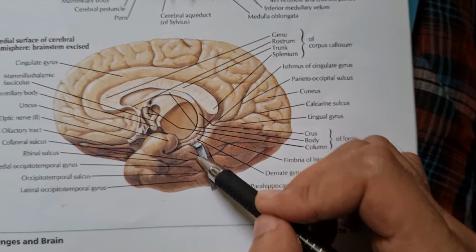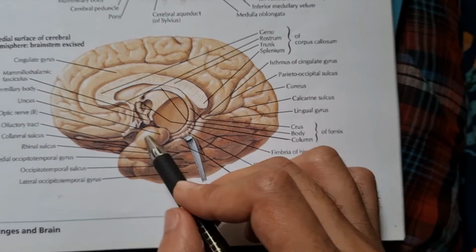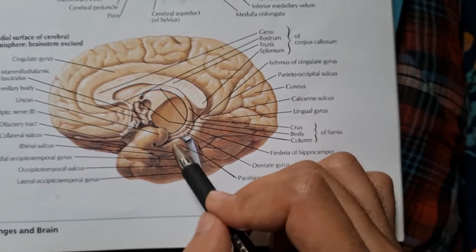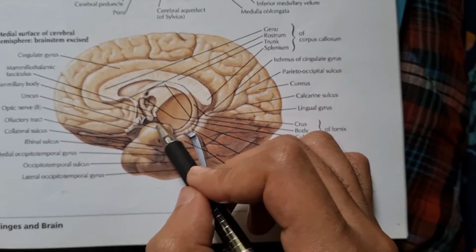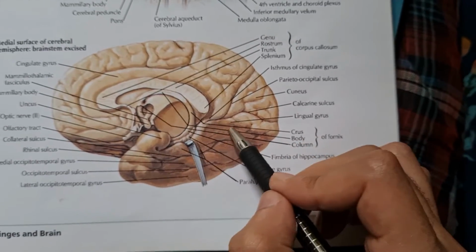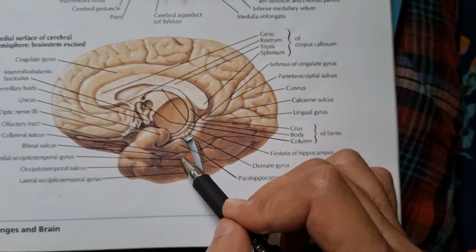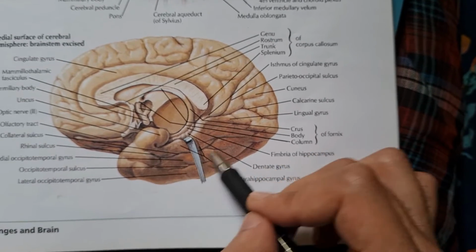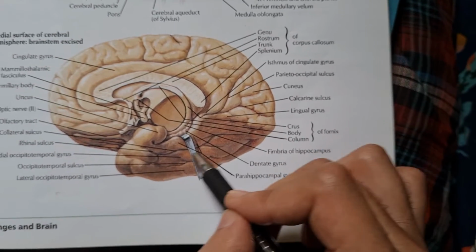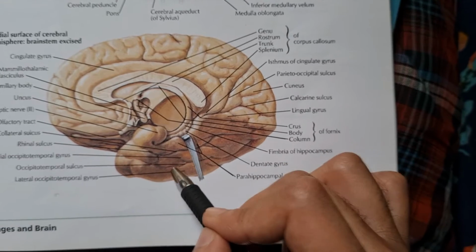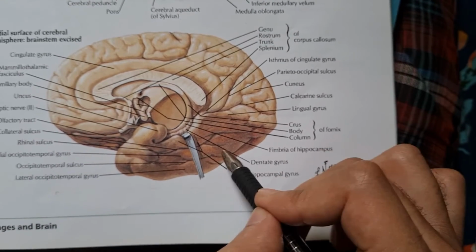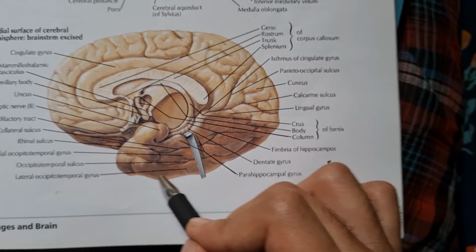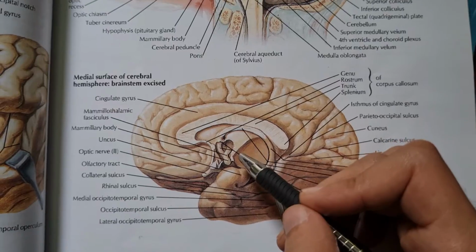Above this collateral sulcus we have this gyrus. In the middle part it forms the parahippocampal gyrus, anteriorly it forms a hook-like structure called the uncus, and posteriorly it forms the lingual gyrus. Below it lies the medial occipitotemporal gyrus, and this is the temporo-occipital sulcus, and below it lies the lateral occipitotemporal gyrus.